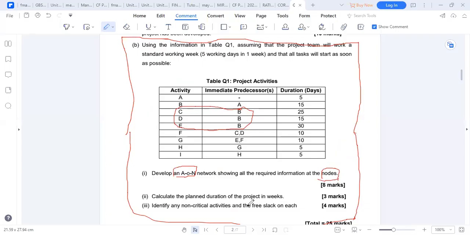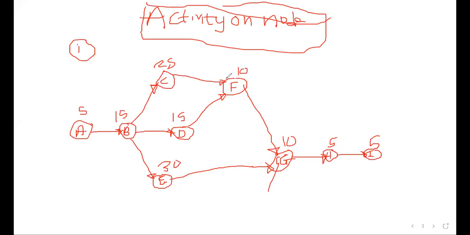So before we go to evaluating the planned duration of the project and identifying the non-critical activities and the free slack on each, let's go to the rectangle way. Just a build up, but have you understood just this one? Because if you have understood this one, the rectangle is just the same, just that we are going to put the rectangles, not the circles. Have you gotten it? Yes, it's clear. Thank you. Okay, so let me use the rectangle now.